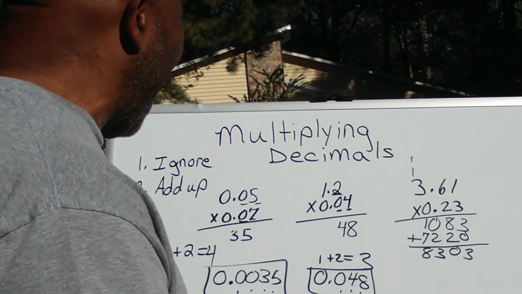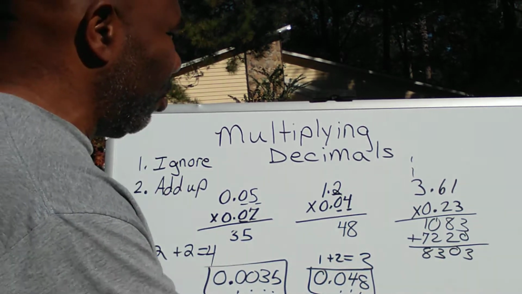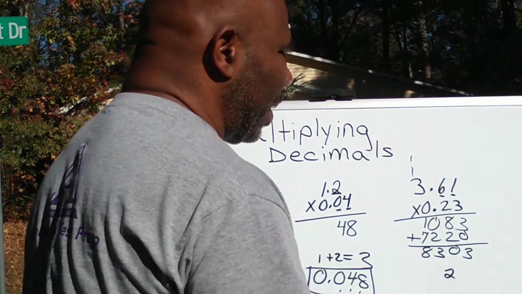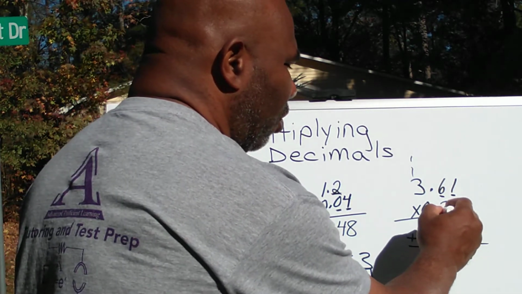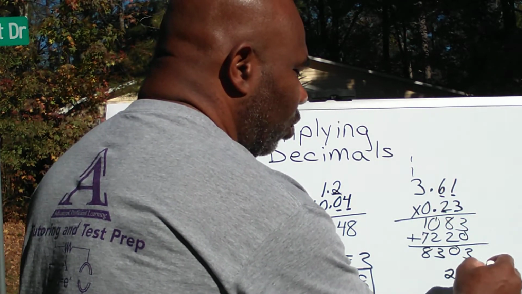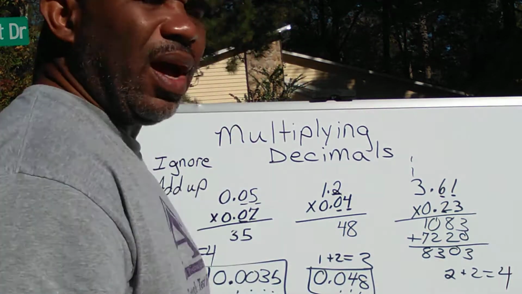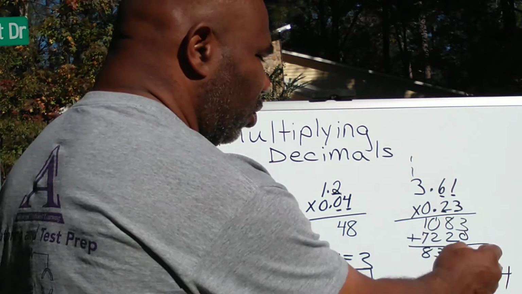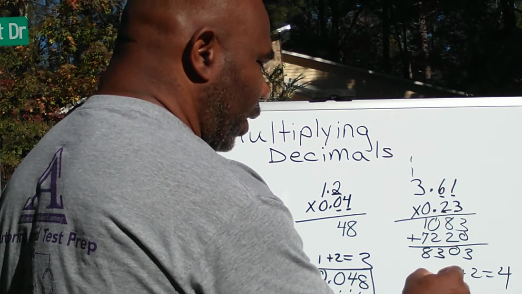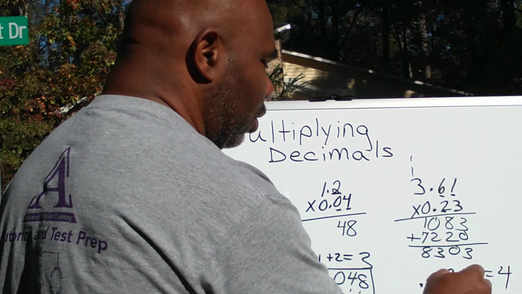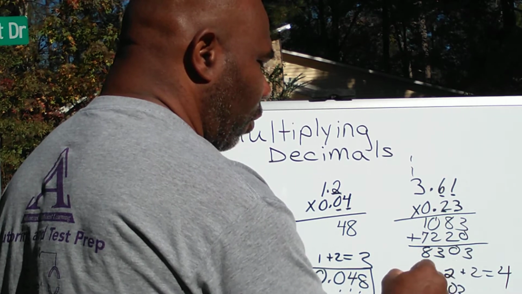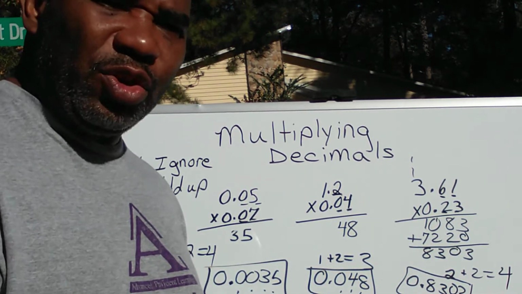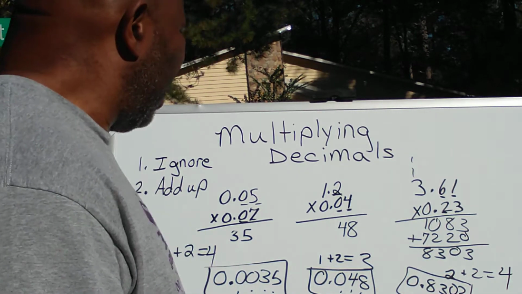But now we go back and add up, like we know we're supposed to do. Here we had 1, 2 places behind the decimal, and here we had 1, 2. So we're going to have 4. Our answer has to have 4 places after the decimal. So we just turn this into 0.8303. That's it. That's your rules for multiplying decimals.